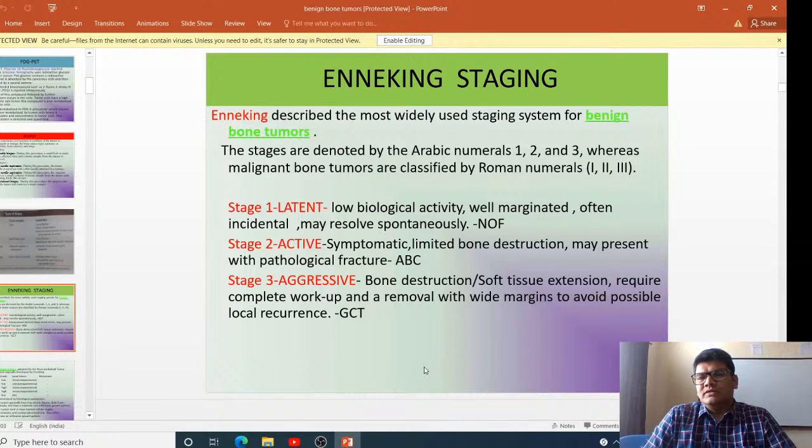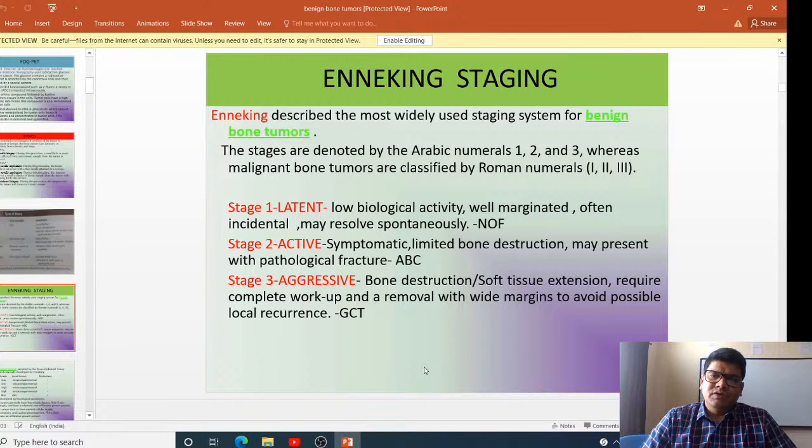So stage 1, latent, is low biological activity. It's a well marginated tumor. It is often an incidental finding. It may resolve spontaneously. Okay. So stage 2 is active. Active is symptomatic. It has limited bone destruction, and may present with pathological fracture, like aneurysmal bone cyst. Okay. A latent example is non-ossifying fibroma.